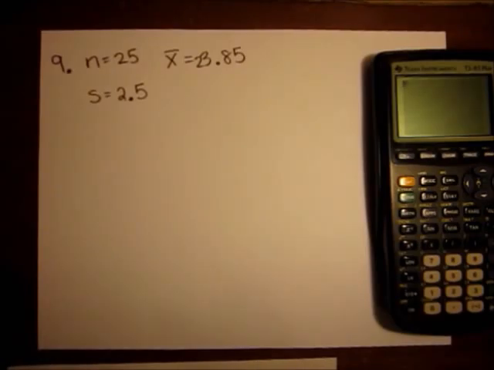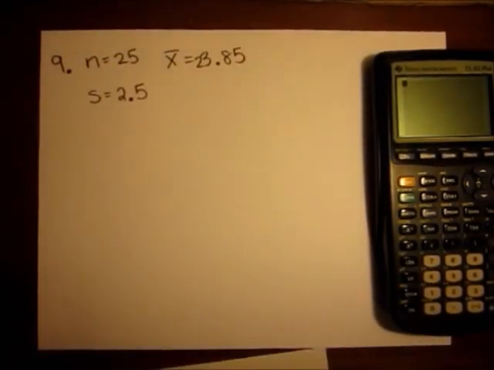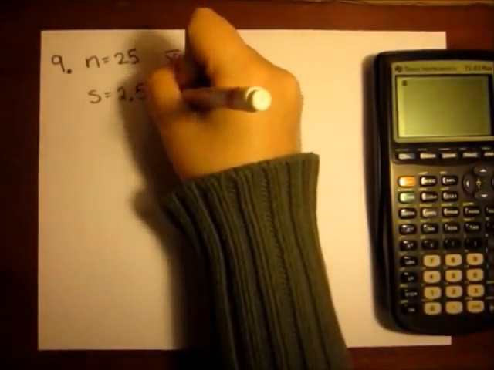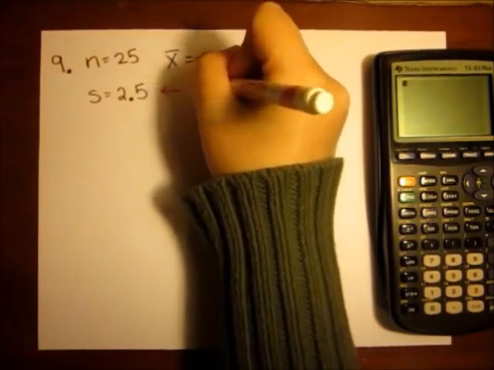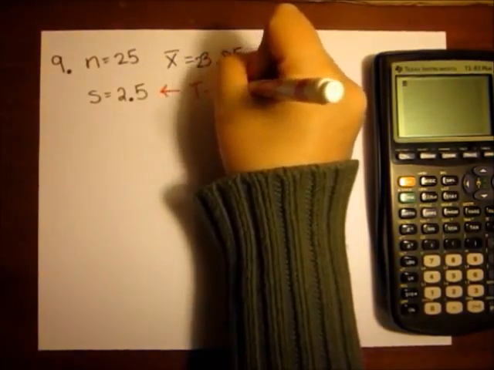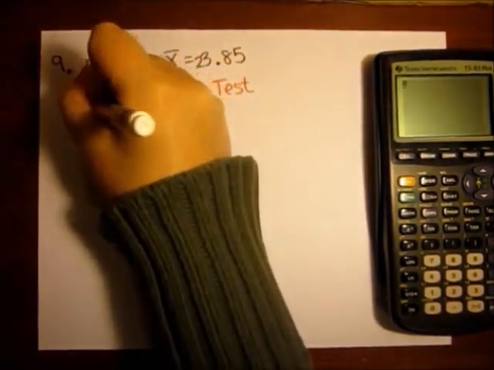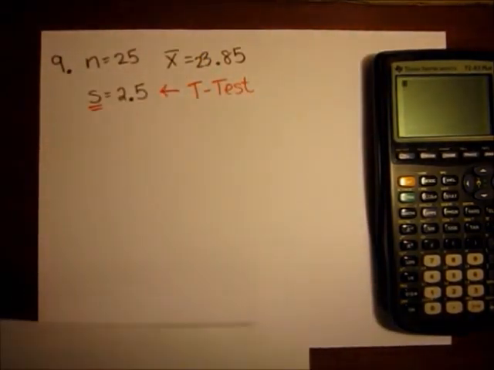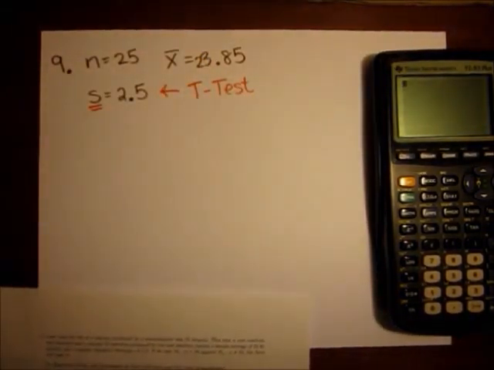Okay, so when we have a sample standard deviation, s, that means we're going to be using a t-test. So again, sample standard deviation and not population standard deviation. We're using a t-test, where if we knew the true sigma, it would be a z-test.